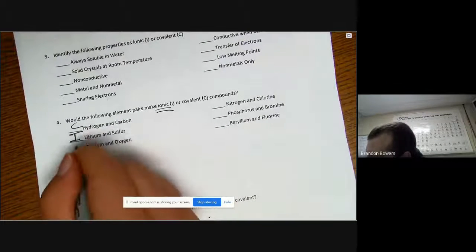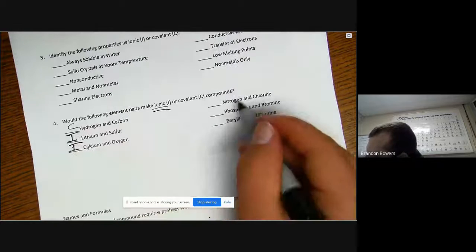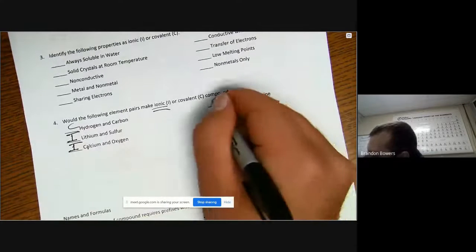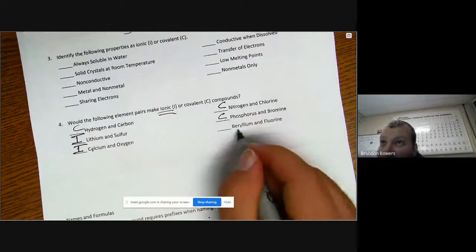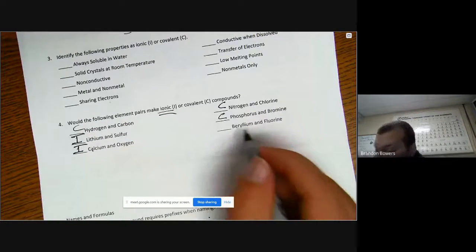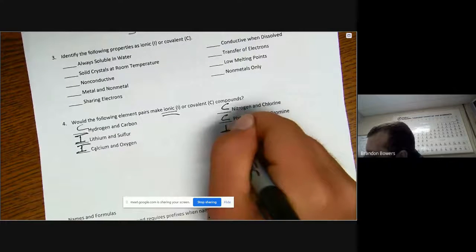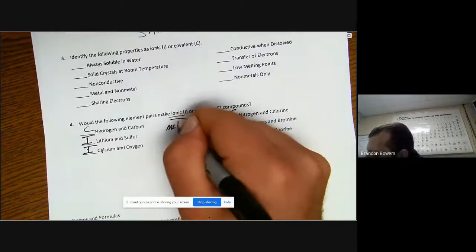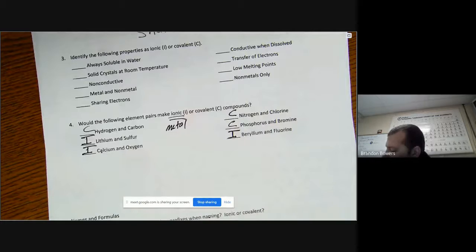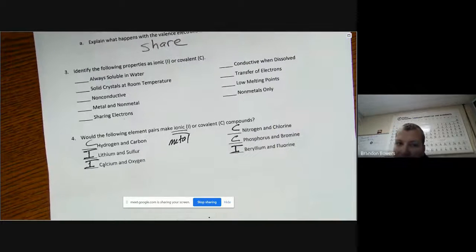Calcium's a metal, ionic. There's no metals there. No metals there. Beryllium. Beryllium is a metal. So that's ionic. Okay, so if it has a metal, it's ionic. Okay, so hopefully we're starting to pick that up. All right, so let's go back up to this part we skipped.